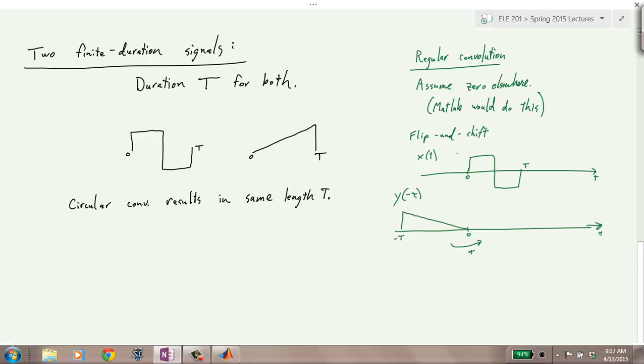Of course, then you calculate integrals. I'm not going to go through the exact expression. The question is, first of all, for what range of values of little t will these overlap and give a potentially non-zero integral? It starts at 0. And if we shifted it all the way by 2T, then it's going to go from here to here, and they won't overlap again. So between 0 and 2T, you might get non-zero outputs.